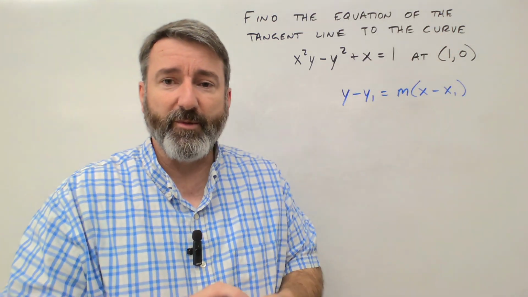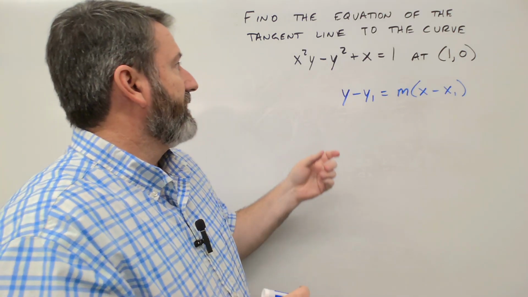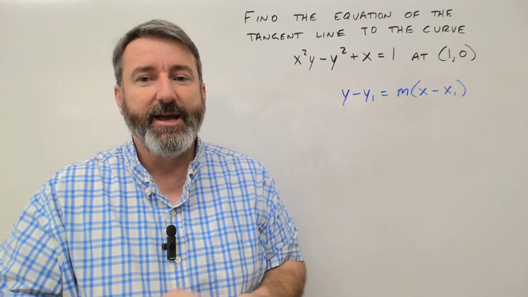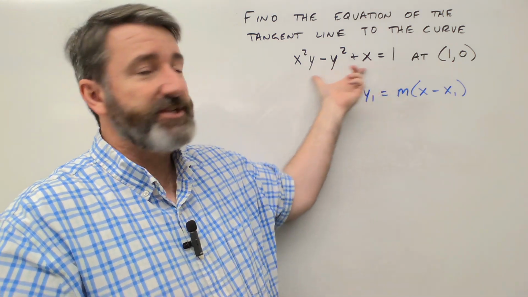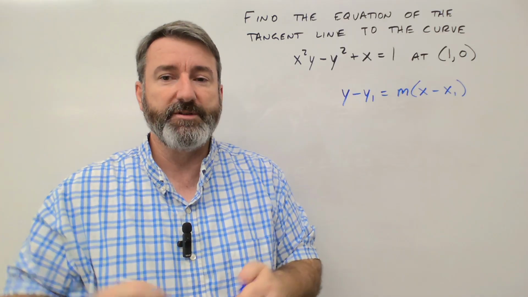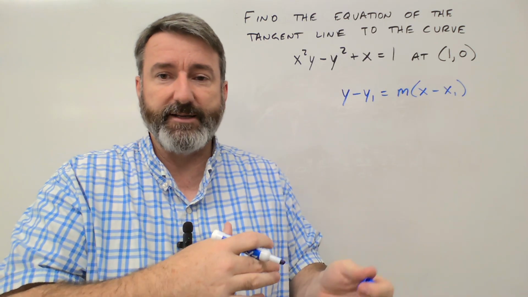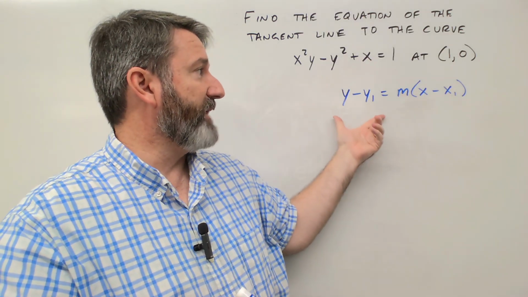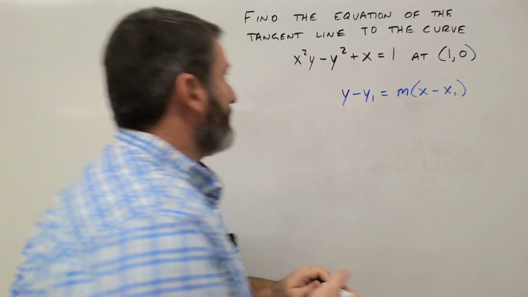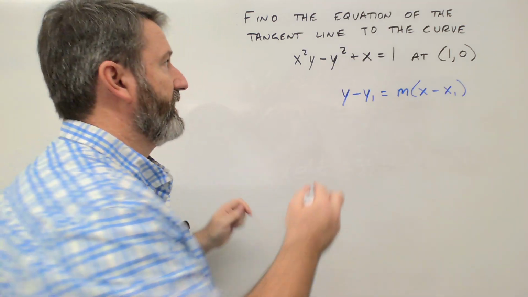Now, the slope, remember, is the change in y divided by the change in x. So the slope of this line at that tangent point is going to be the rate of change of this function, the rate of change of y with respect to x right at that point. So it'd be the derivative of y with respect to x. So we need to find the derivative of y with respect to x and figure out what that is at the point (1, 0). So let's find the derivative of y with respect to x for this curve.